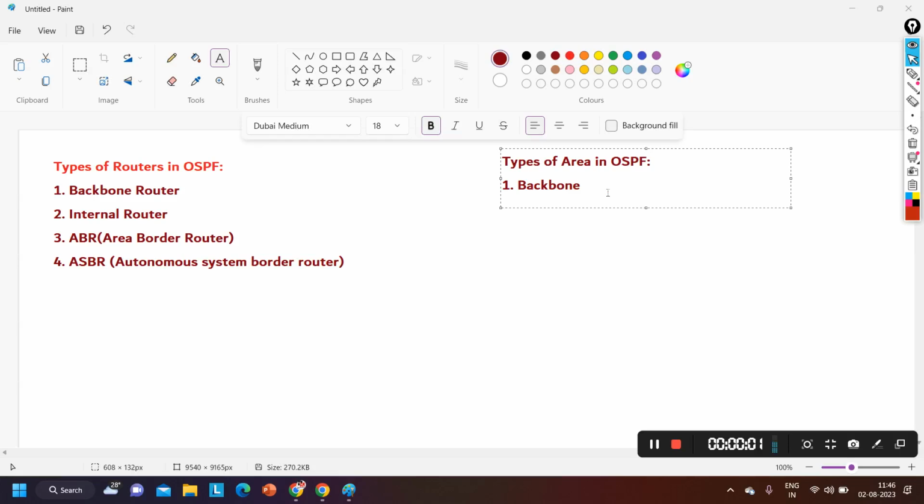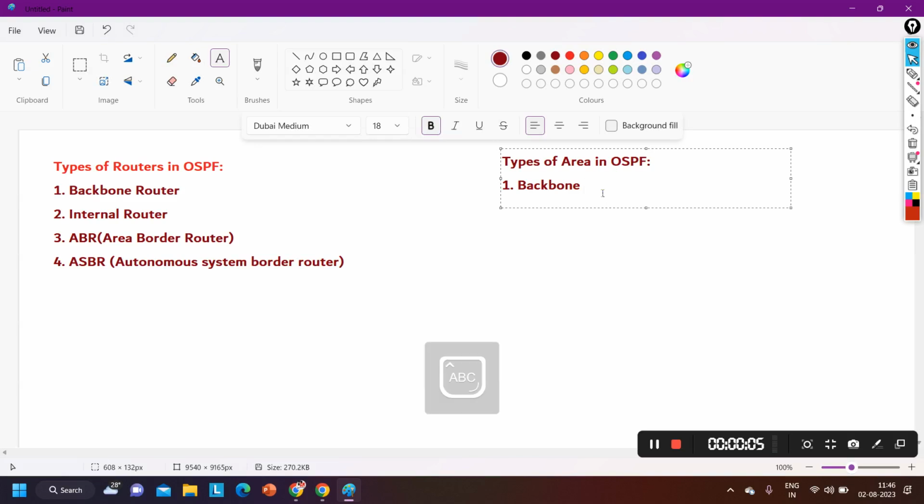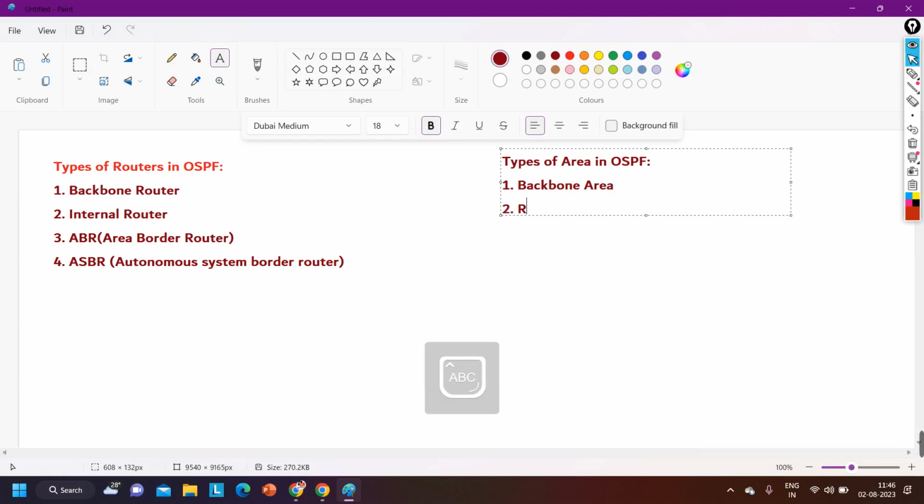First one is backbone area, and second one is regular area. All area zero is called backbone area. Area zero is called backbone area.